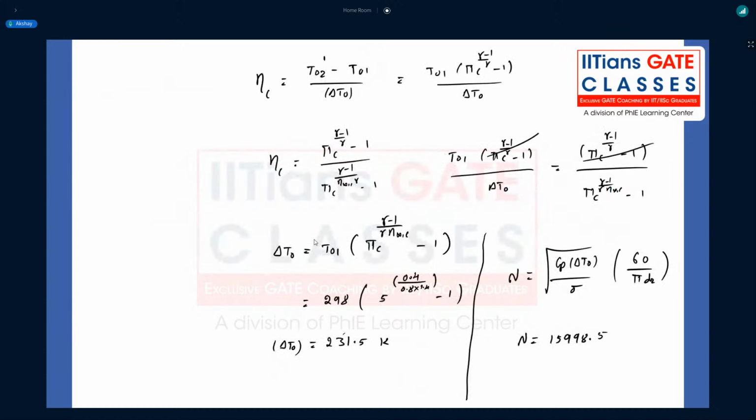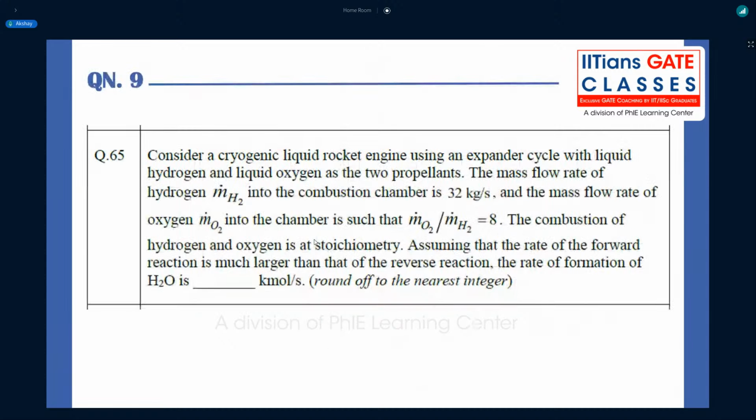Okay. So this completes all the questions from propulsion, but there is one more question. This question is from rocket propulsion. Let me just go through. This is more of a chemistry related question than propulsion, but still we will try to solve it.